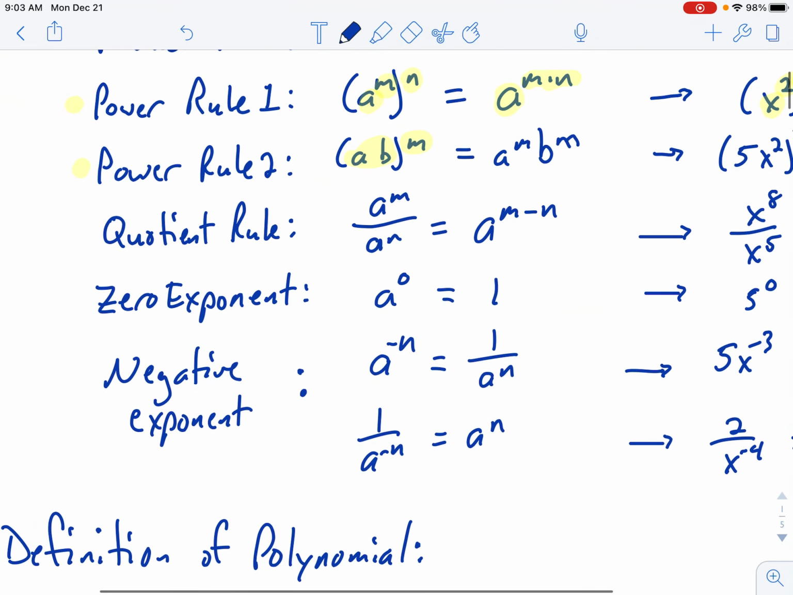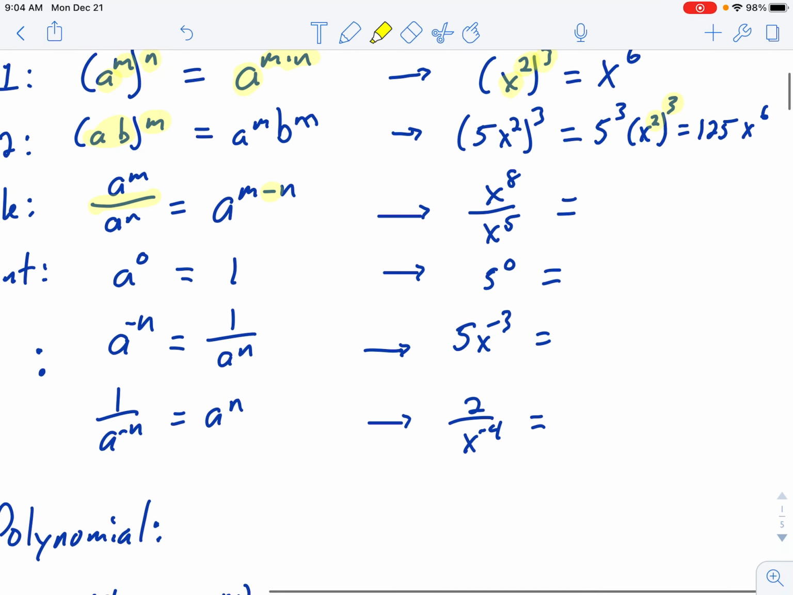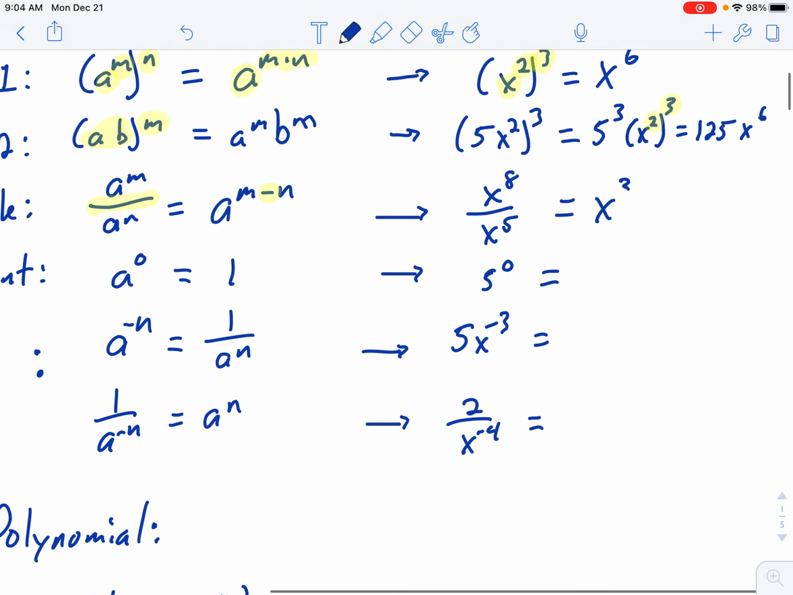Next is called the quotient rule. Remember, quotient means divide, so this will look like a fraction in most cases. So a to the m divided by a to the n, the rule is you subtract the powers, a to the m minus n. So if I had x to the 8th divided by x to the 5th, that would be x to the 8 minus 5, which is 3, x to the 3.